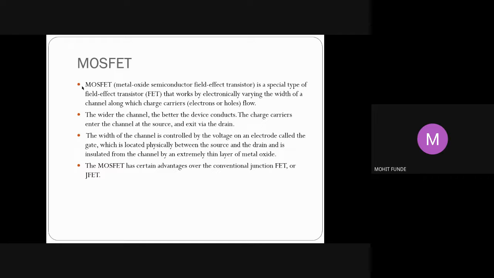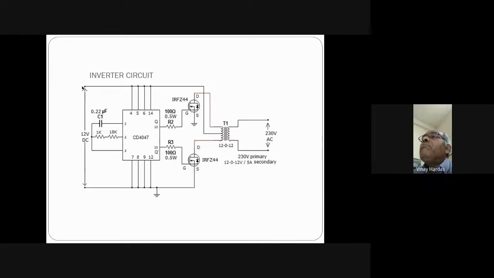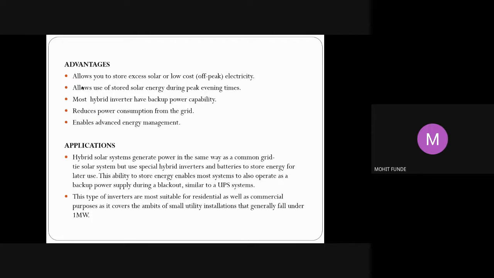Now the MOSFET. A MOSFET is a special type of field effect transistor that works by electronically varying the width of a channel along with charge flow carriers. Now next. This is our simple inverter circuit.